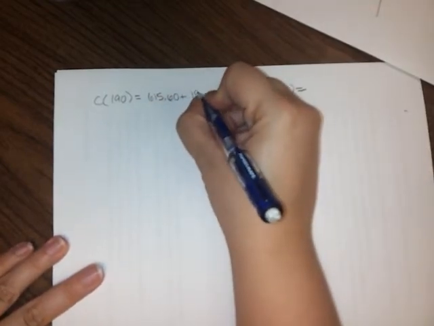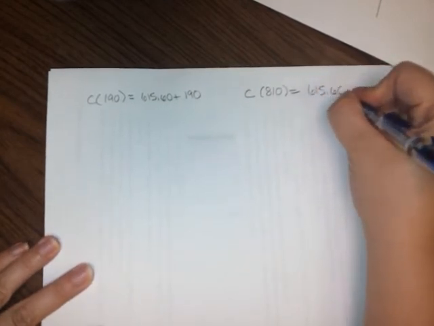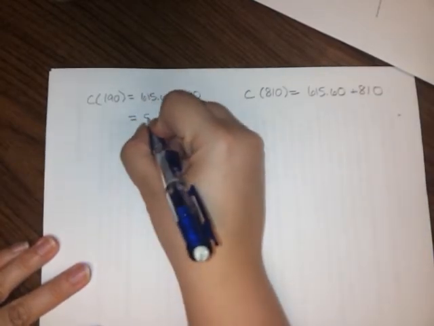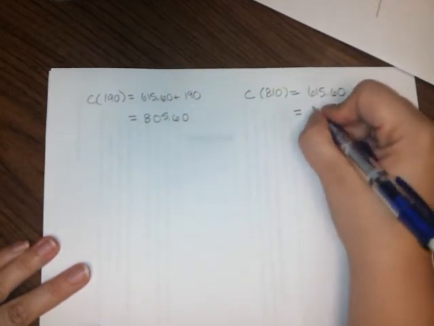So in this case, that'll be 190. And now we have 615.60 plus 810. And so what we end up with here is 805.60.